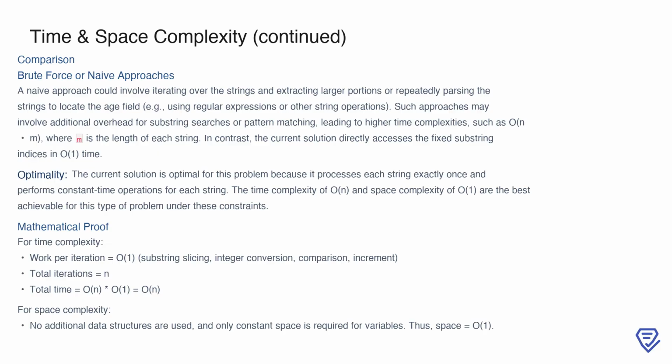To summarize mathematically, the work done per iteration is O(1) multiplied by n iterations, giving O(n) for time. Space remains O(1) since no additional data structures are used. This demonstrates the efficiency and optimality of the solution.